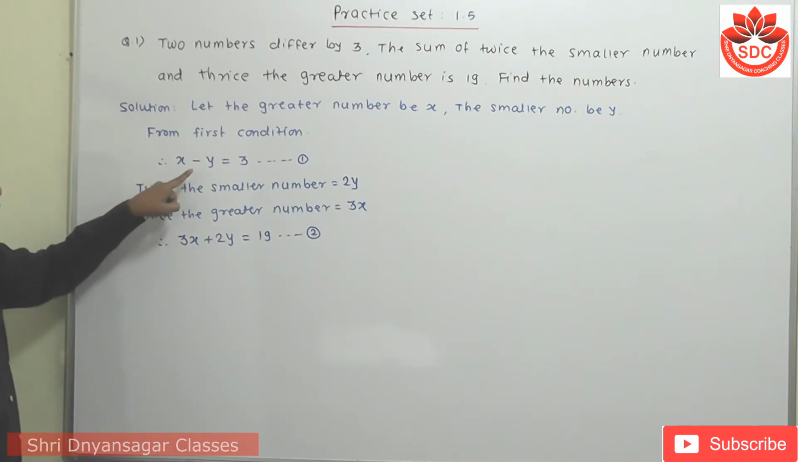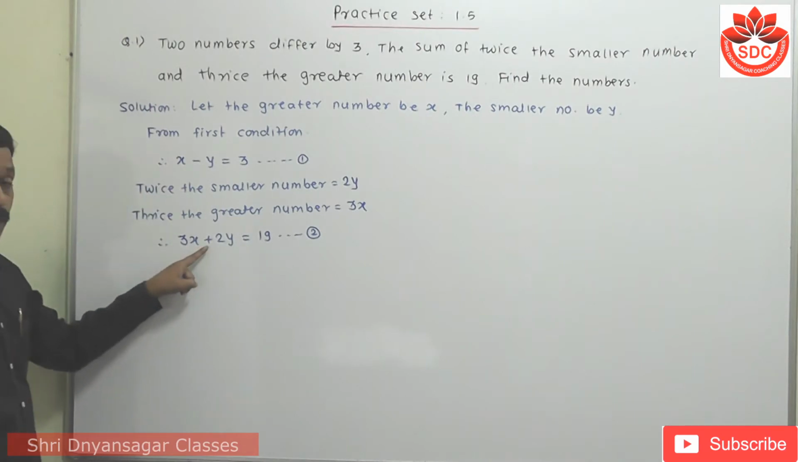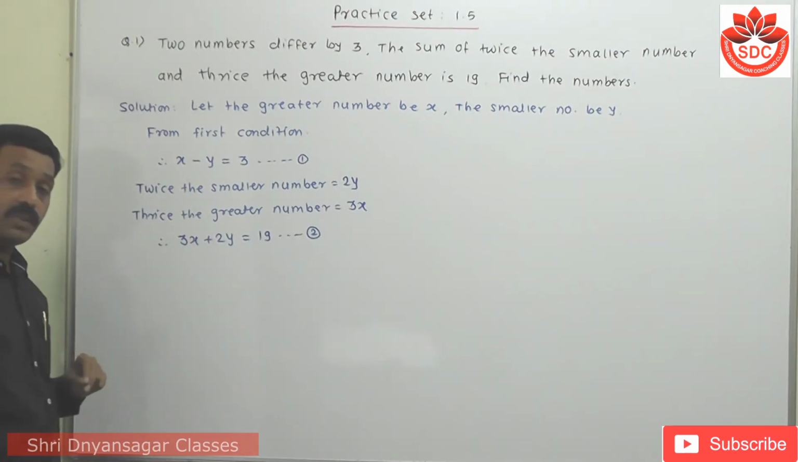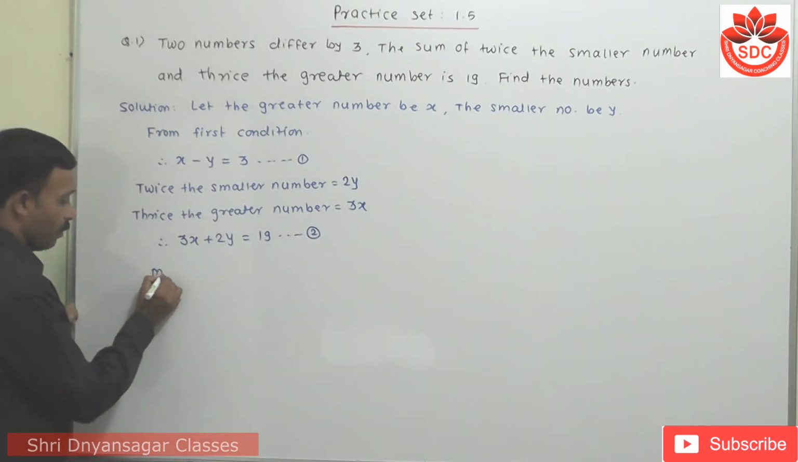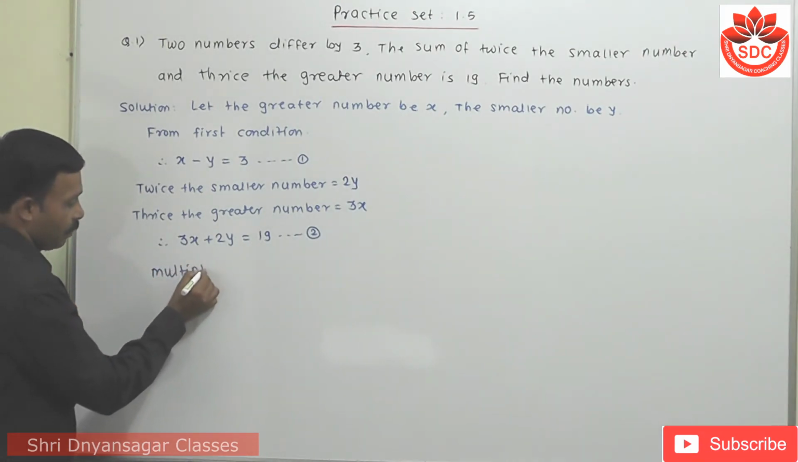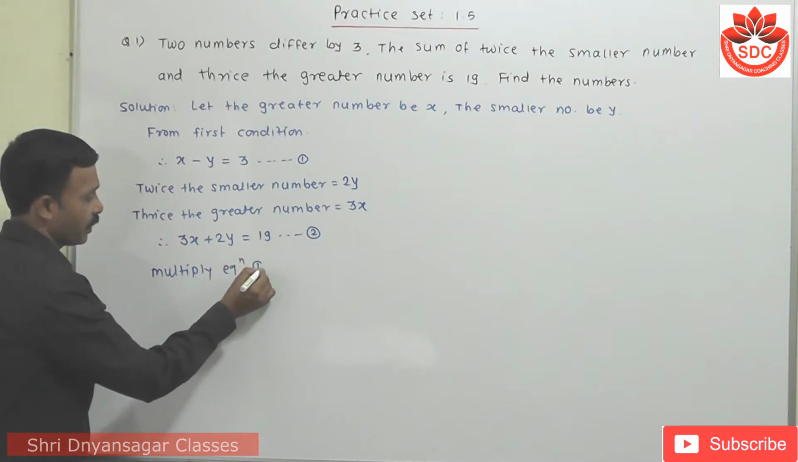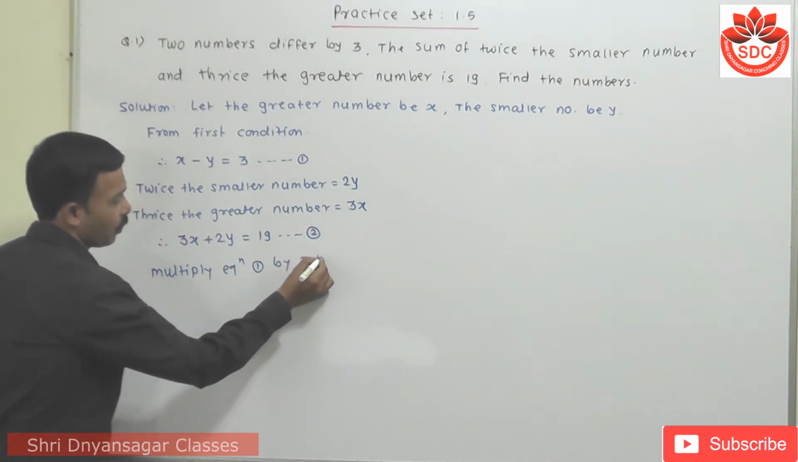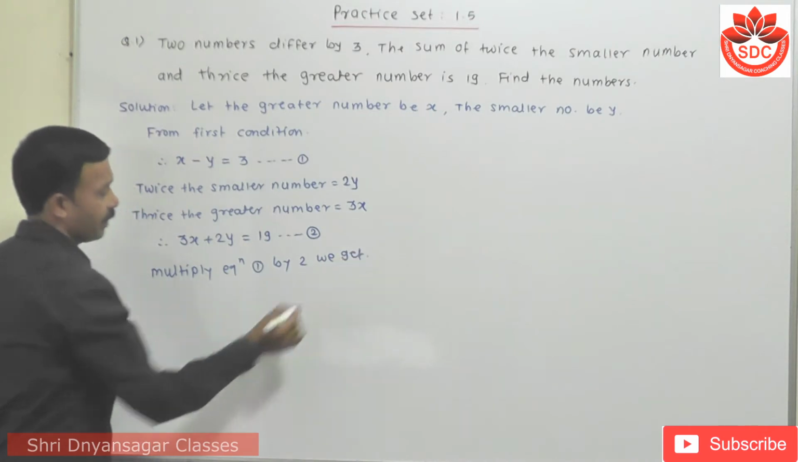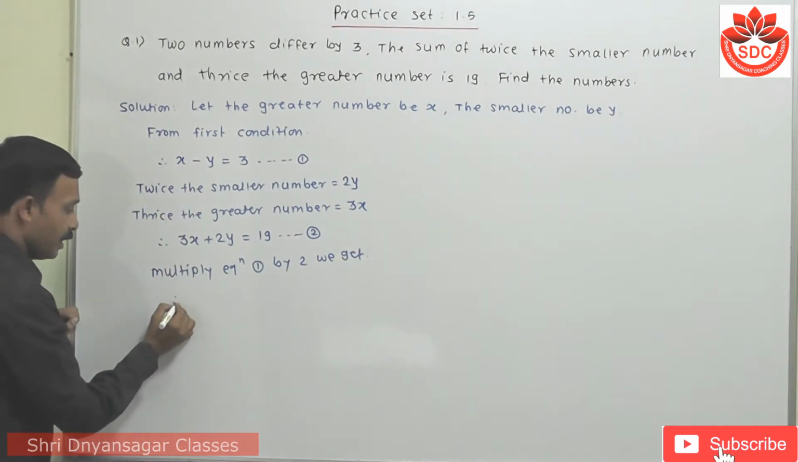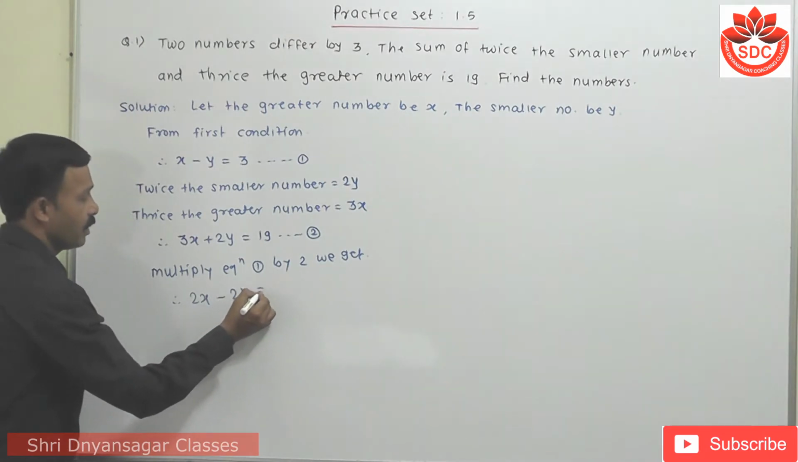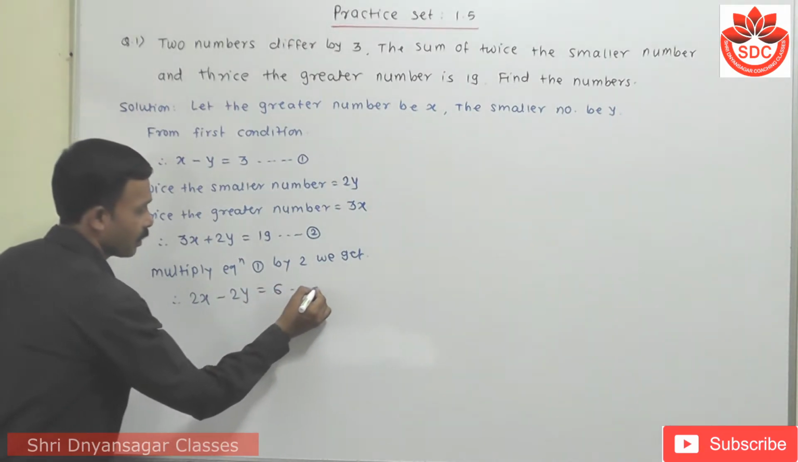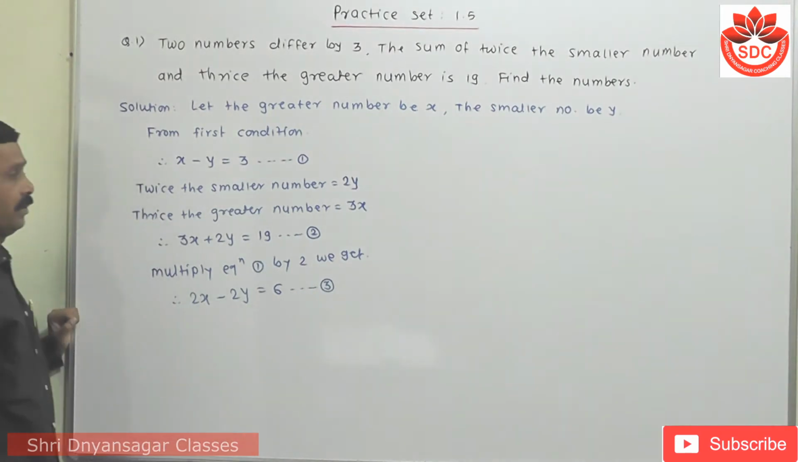Observe carefully this first and second equation. If you multiply the first equation by 2, then here is minus 2y and here is plus 2y. By adding these two equations, this gets cancelled. So multiply equation first by 2. When we multiply it, the equation first becomes 2x minus 2y is equal to 6. Suppose that this is equation number 3.